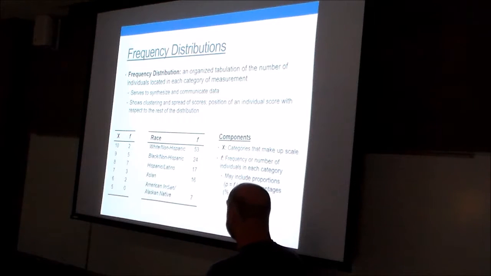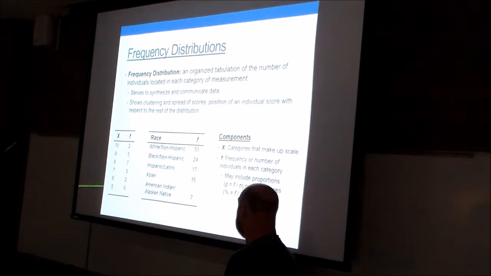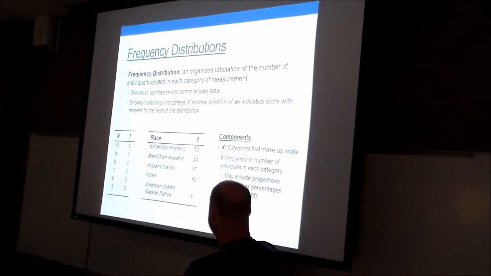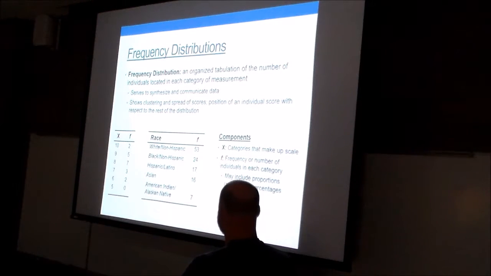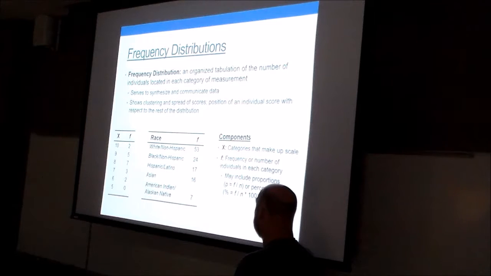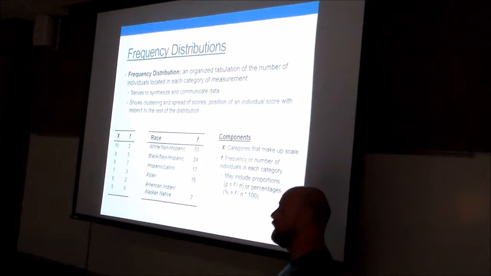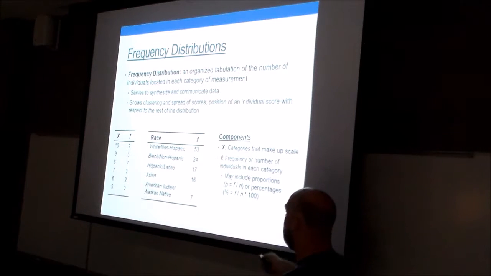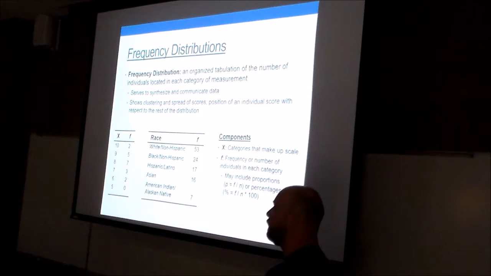And so here, this does a nice job of demonstrating. Looks like our sample is predominantly white non-Hispanic. We've got a reasonable contingent of black non-Hispanic individuals here, Hispanic, Latino, Asian, and then a small number of Native American individuals here, right? Versus the table shown here.